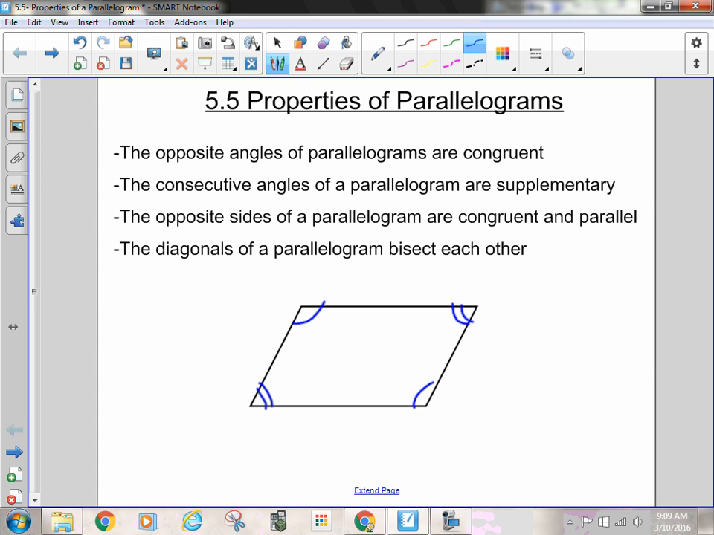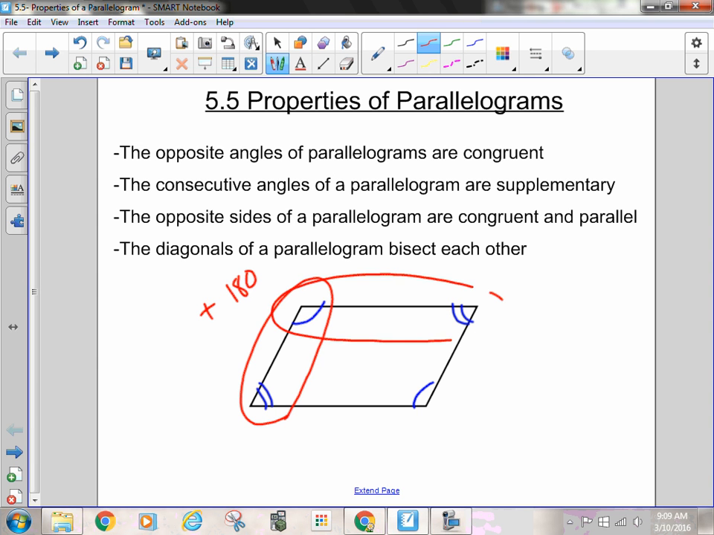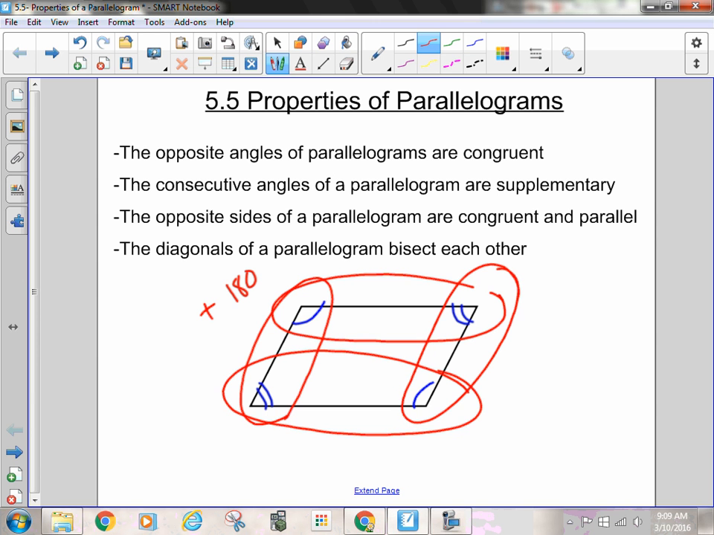Consecutive angles of a parallelogram are supplementary. So remember, consecutive would be ones right next to each other. So these add to 180. Okay, these would also, these two, and these two. Okay, so those are all supplementary.